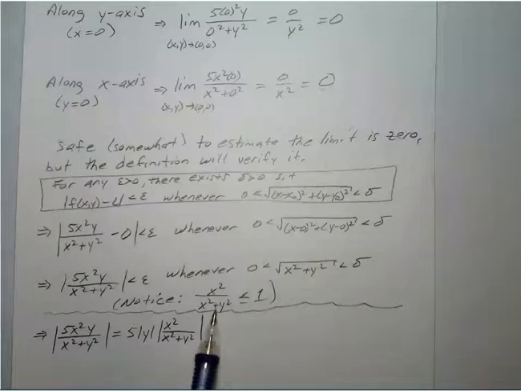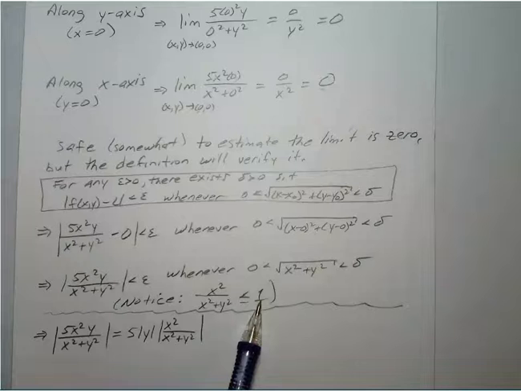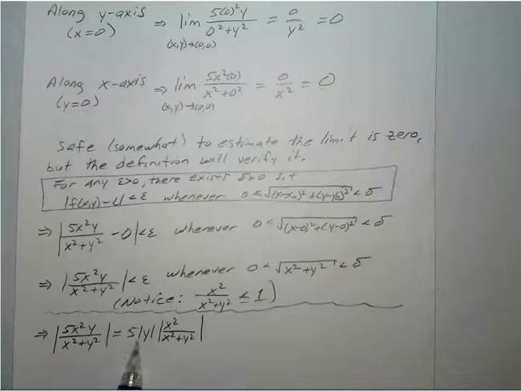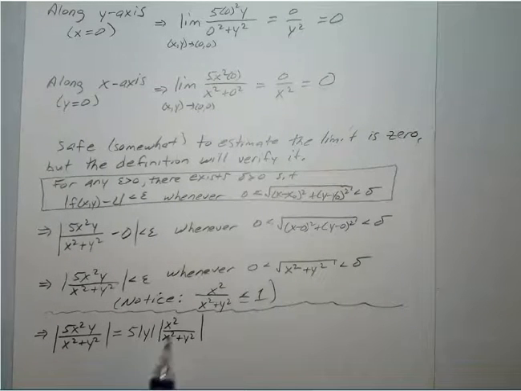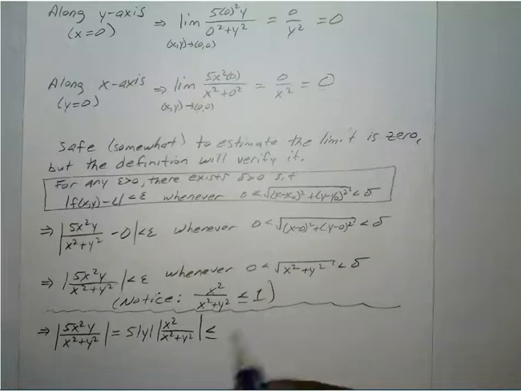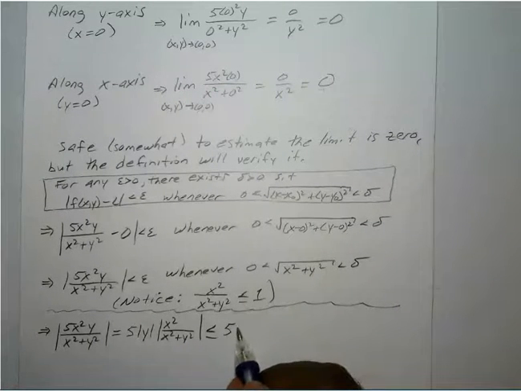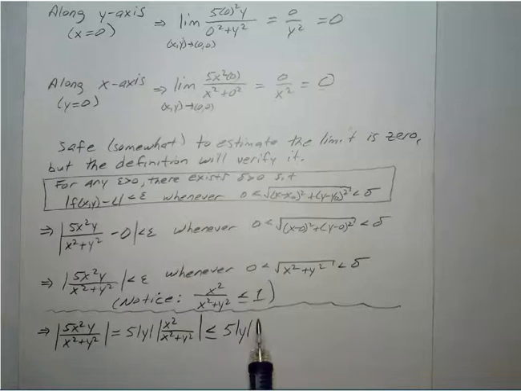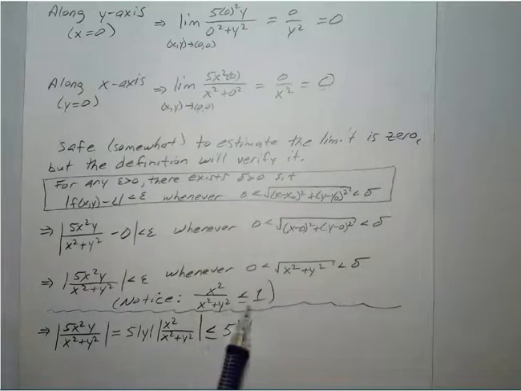Okay, now what did we figure out? That x squared over x squared plus y squared is less than 1. So that means 5 times absolute value of y times x squared over x squared plus y squared would be less than or equal to 5 times absolute value of y times 1. Because if we just multiply both sides by 5 times absolute value of y, we'll end up with this.